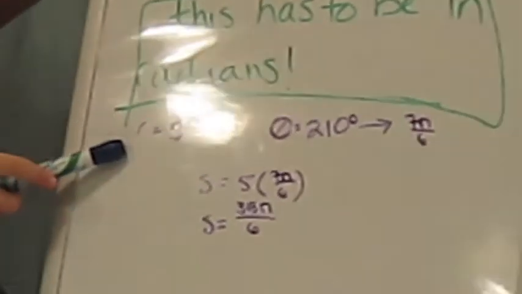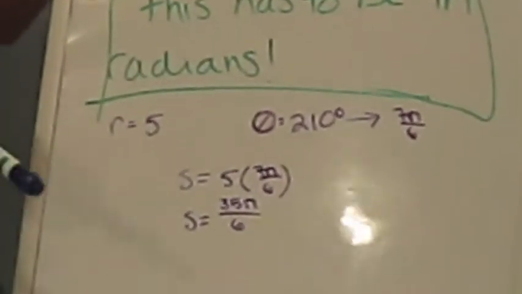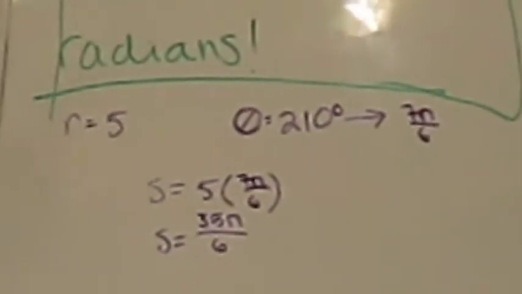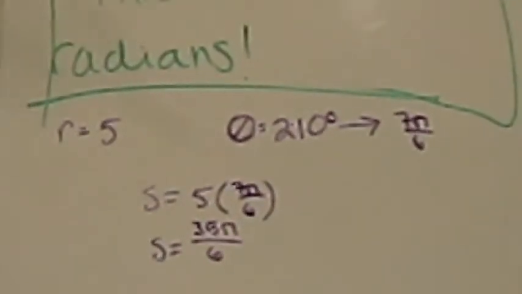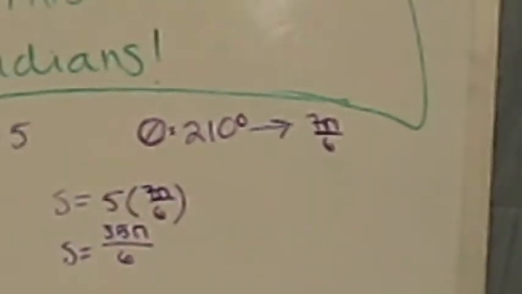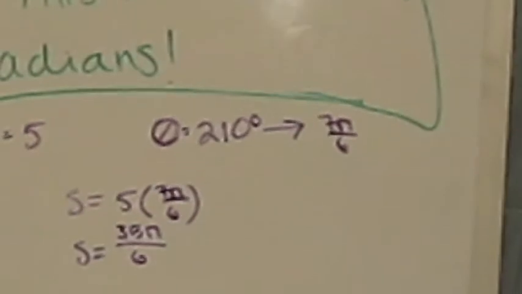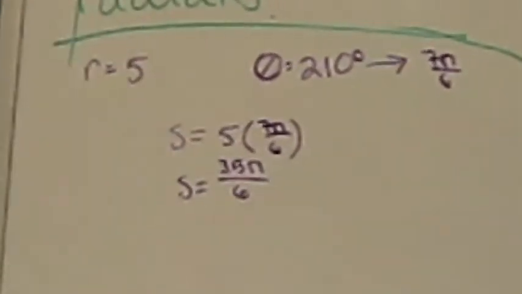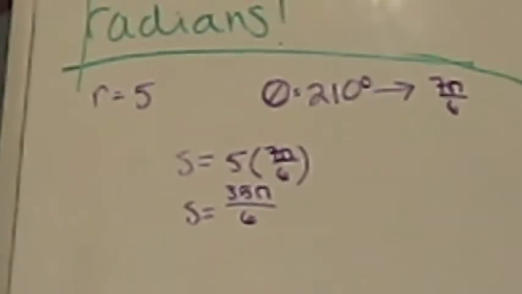So let's take this example. Our radius equals 5 and theta is 210 degrees. What did we just learn? It can't be in degrees. We have to change it to radians now. So 210 in radians is 7 pi over 6, and we know that from the unit circle. So s equals 5 times 7 pi over 6, which equals 35 pi over 6.